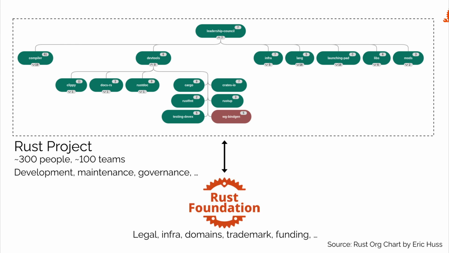Then there's the Rust Foundation, which provides the legal stuff, pays for the infrastructure, owns the domains and trademark, and does some funding. And then there are hundreds or thousands of other contributors that contribute to Rust, but they don't have any decision power or voting rights. Right? If you think that this is kind of complicated, that's true.